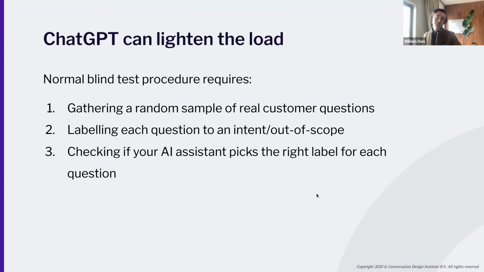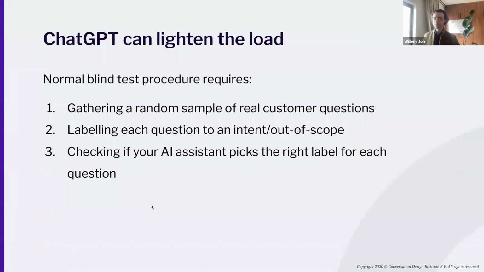Well, let's put it to the test. Let's see how ChatGPT does; we are using that LLM for this example. A normal blind test procedure is basically these 3 steps. There are some other ways to do it, but again, for the sake of brevity: gathering a random sample, labeling all of them, and then verifying if your AI assistant found the same label as you or your human colleague found.